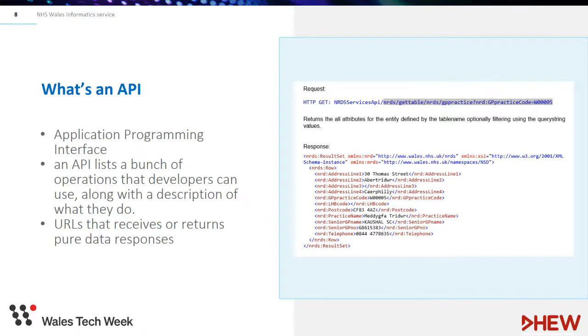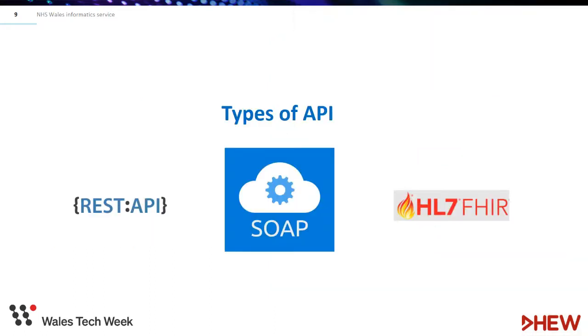Now, I would imagine there aren't many on the call who aren't aware of what an API is, but just in case, it's an application programming interface. So an API is something that is a URL that receives and returns data. It lists a bunch of operations that a developer can do against a data set and a description of what they do and how they can get that data back.